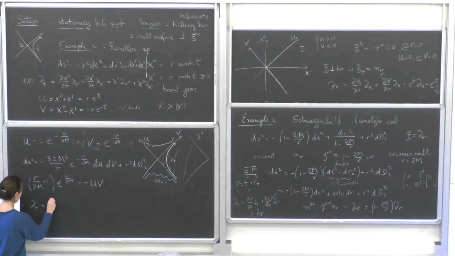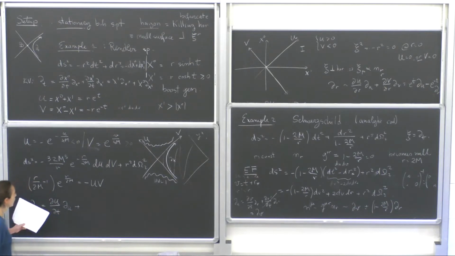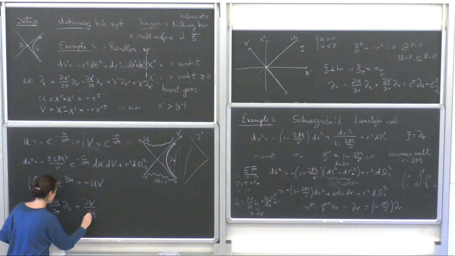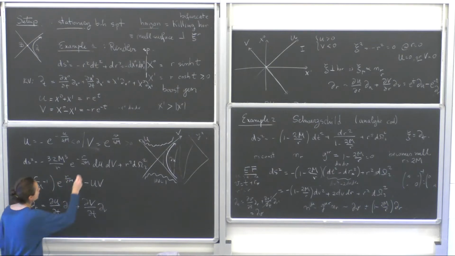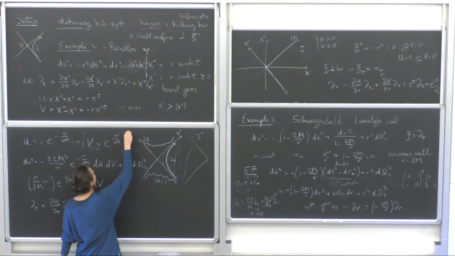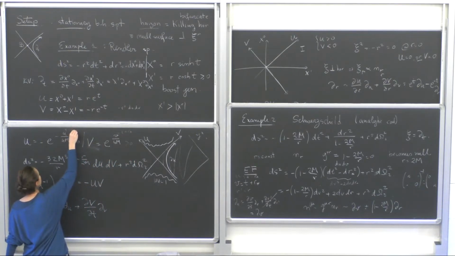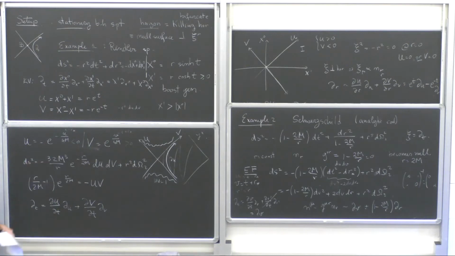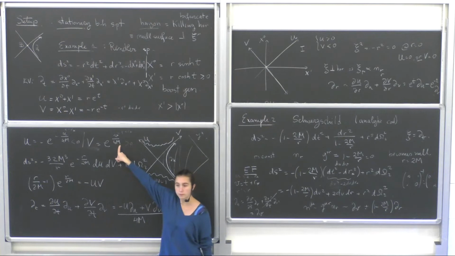So I want to look at ∂_t, which is (du/dt)∂_u plus (dv/dt)∂_v. So I want to write it in terms of these null Kruskal coordinates. Now remember that this little v was t plus r star, and this little u is t minus r star. So the t dependence is kind of trivial inside u and v. The r dependence is super non-trivial, but the t dependence is trivial. So from here you get that this is minus u ∂_u plus v ∂_v, divided by 4M, which comes from the exponent.